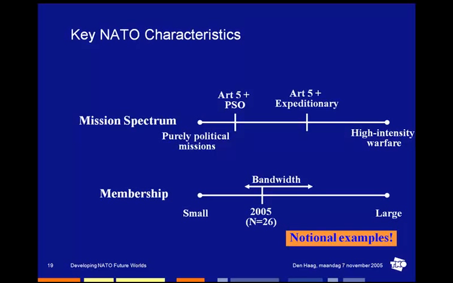How large is the membership of NATO? Currently we're in a situation where we're 26 going to 28. But the bandwidth could change. More member states might become members of NATO in the future. And at the same time, some member states might decide to withdraw from the organization, as for instance France did when it withdrew from the Integrated Military Command under de Gaulle. And it's now, of course, reintegrating.